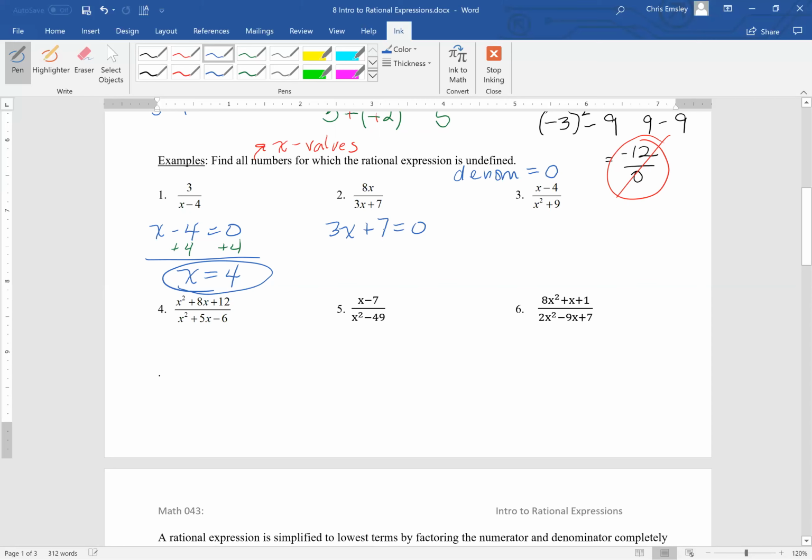Same thing with this next example. We take the denominator, set it equal to 0. Subtract 7 from both sides. Divide both sides by 3. And we get that x is -7/3. That's the x value that would give us an undefined expression for number 2. Let's look at number 3, same idea. Take that denominator, set it equal to 0. So our first step here to solve would be to subtract 9 from both sides.